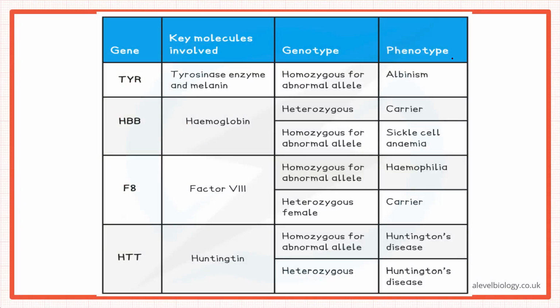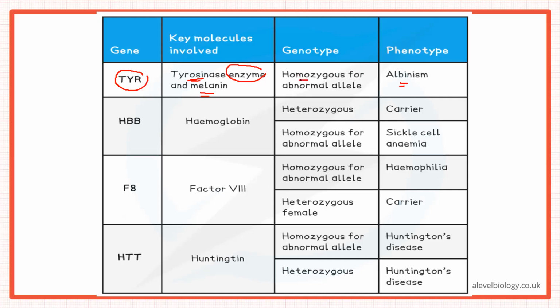So first up, the disease albinism. The gene involved is the TYR gene, right? It codes for the enzyme tyrosinase. If the enzyme is not there or it is inactive, we will not get the product, which is melanin. Melanin will not be produced. So there will be a defect in the metabolic pathway of getting melanin. So the pigment will not be produced, and the person will have albinism.